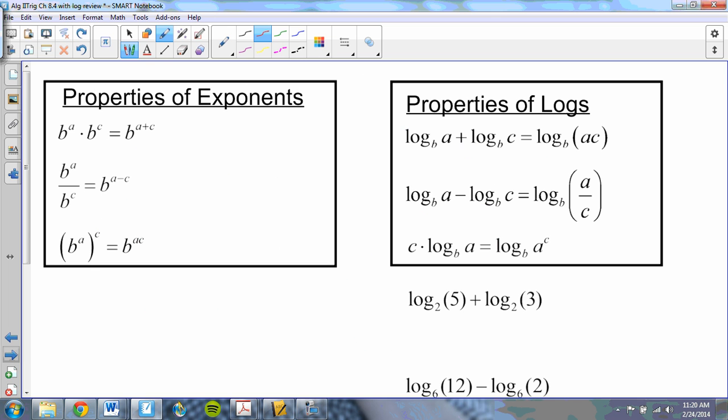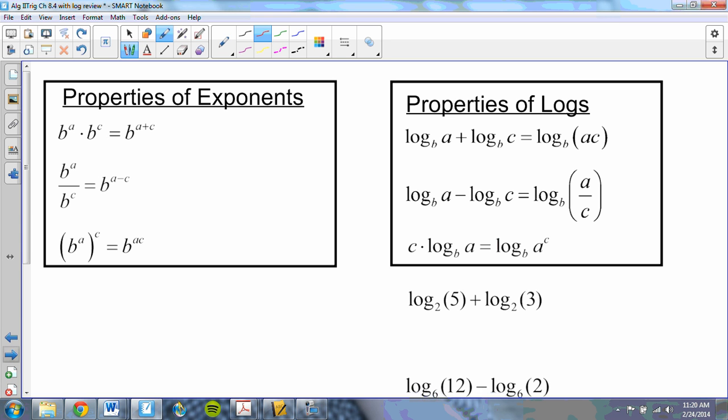Beautiful. On the left side here, I have properties of exponents. Let's review. B to the A times B to the C is B to the A plus C. B to the A over B to the C is B to the A minus C. And B to the A to the C is B to the A times C. We've done that a couple times in this class already.